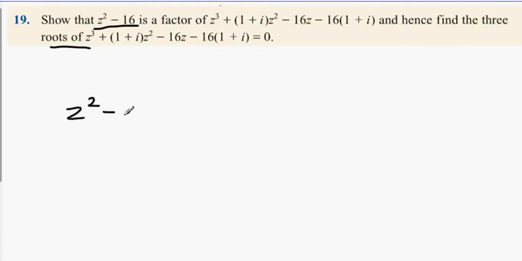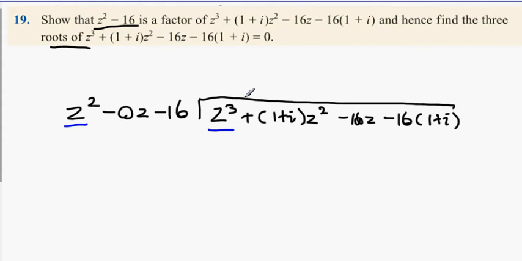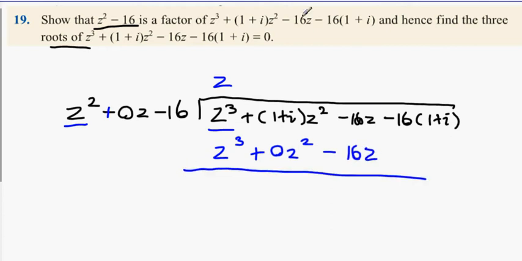So we're going to do z squared minus 0z minus 16, because there's a 0z in between, but it's not included, okay? Then we're going to divide that into z cubed plus (1 plus i) times z squared minus 16z minus 16(1 plus i). Now z cubed divided by z squared equals z, so we get z cubed plus 0z squared minus 16z, and then we take these away. When we take them away, we change signs.